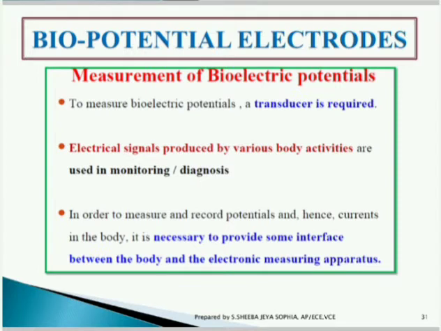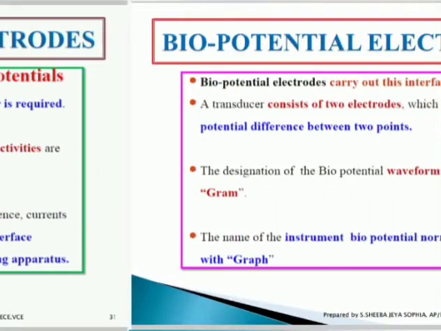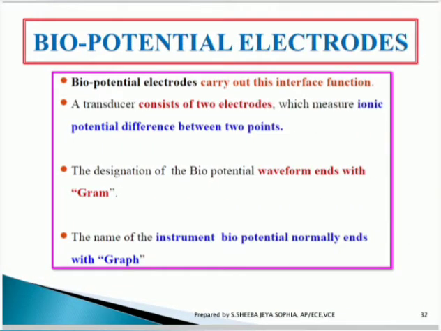What are biopotential electrodes? To measure the bioelectric potential, a transducer is required, and it converts the electrical signals produced by various body activities into useful potential signals, which are used for monitoring and diagnosis. In order to measure and record potentials and hence current in the body, it is necessary to provide some interface between the body and the electronic measuring apparatus. Biopotential electrodes carry out this interface function.